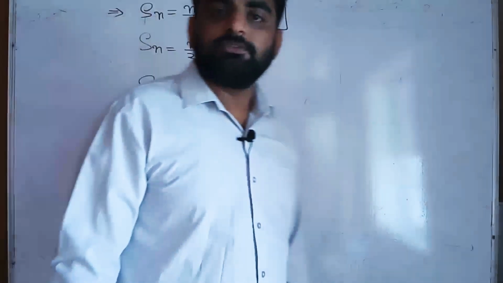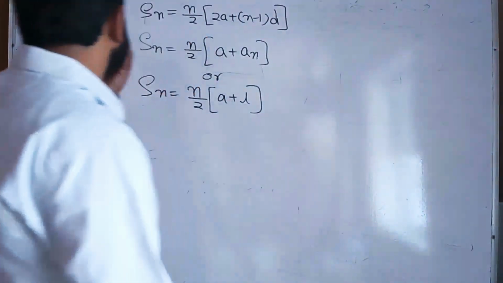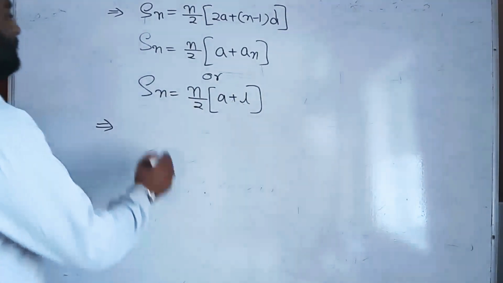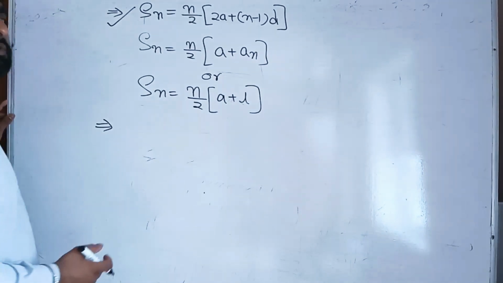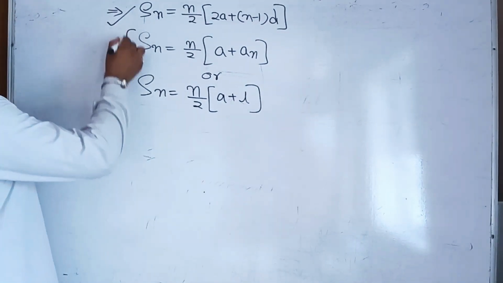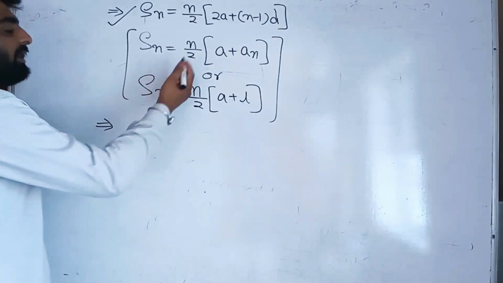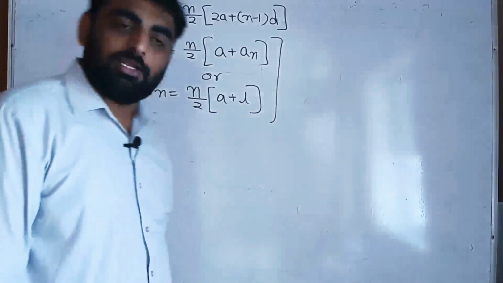Good morning, students. Now we will study the sum of an AP. That is, Sn is equal to n upon 2 into [2a plus (n minus 1) into d] as one formula. The second formula for the sum of an AP is n upon 2 into (a plus an), or l.